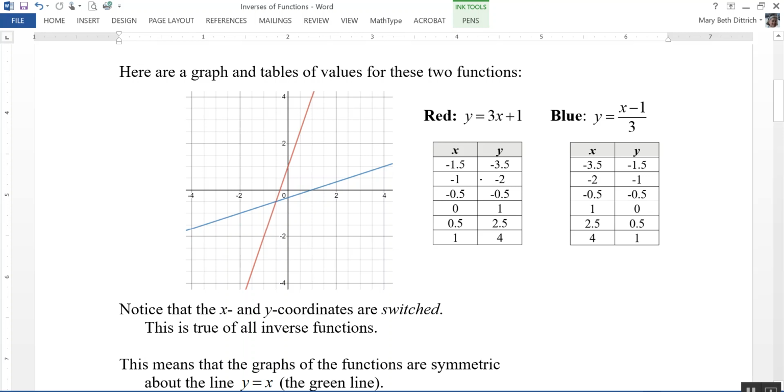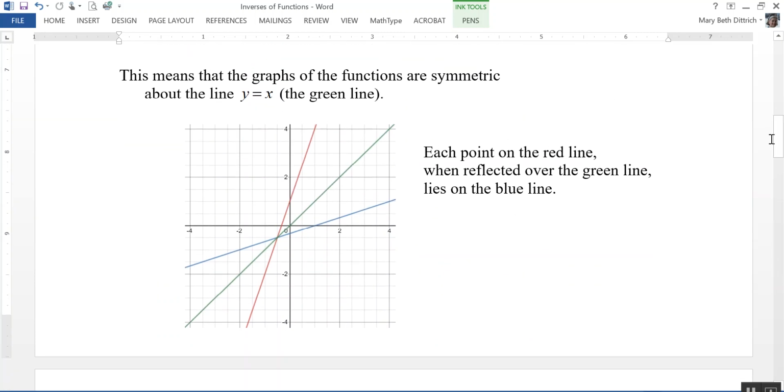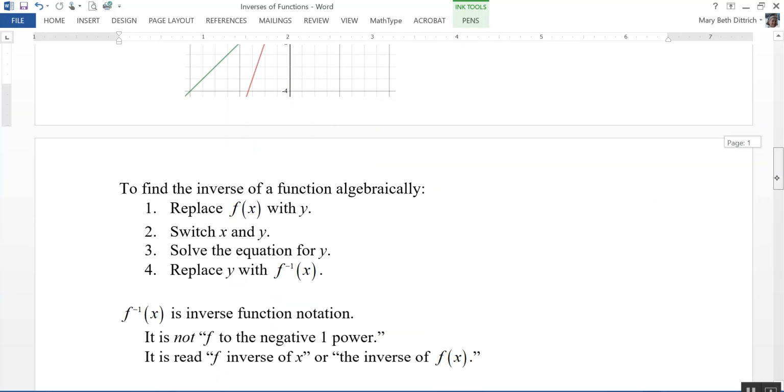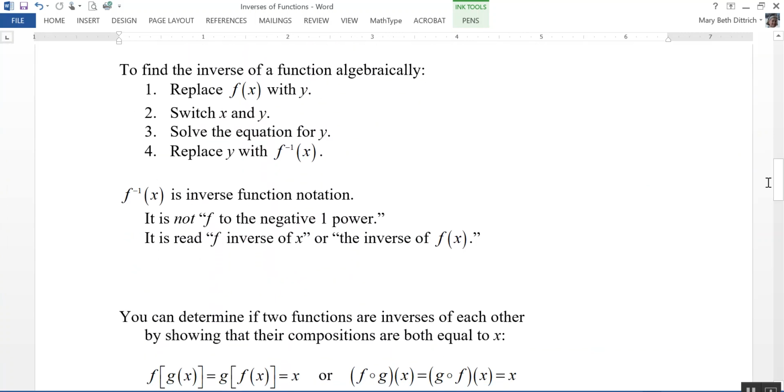This means that the graphs of these two functions are going to be symmetric about the line y equals x, which you can see in this graph here. Each point on the red line, when it's reflected over the green line, lies on the blue line. So this is the line y equals x. And when you switch the x and y values in the red function, you get the blue function. So that's one way to find the inverse of a function graphically, is to actually graph those points.